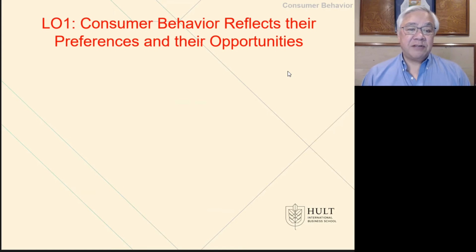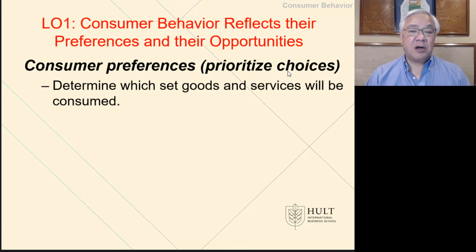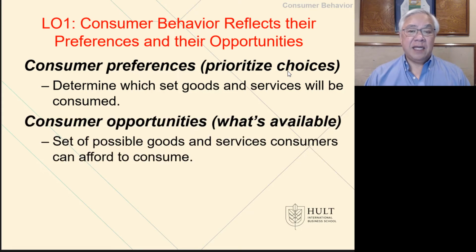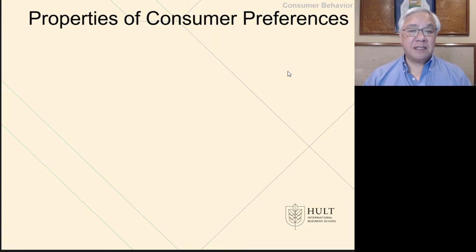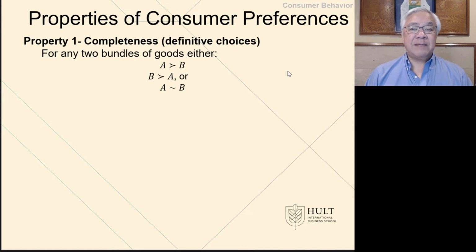The first thing to understand is that consumer behavior reflects their preferences and their opportunities. Preferences are their trade-offs between different products. Secondly, how much money do they have? They can't afford everything they may want. So we now have the interaction of preferences and your budget. The properties of consumer preferences that we'll see throughout this use of indifference curves are as follows: that it's complete, that there are definitive choices. They either want A or B.